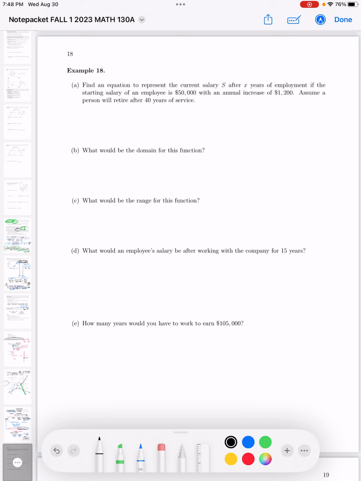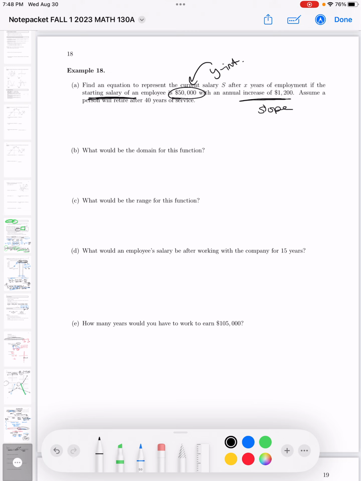We want our equation that represents the current salary, S, after X years of employment. So S is going to be in the place of Y for this problem. The starting salary is $50,000. Starting makes me think that's the y-intercept, because the y-intercept is what we're starting with, the initial amount. And increase makes me think of slope. So the slope is $1,200.